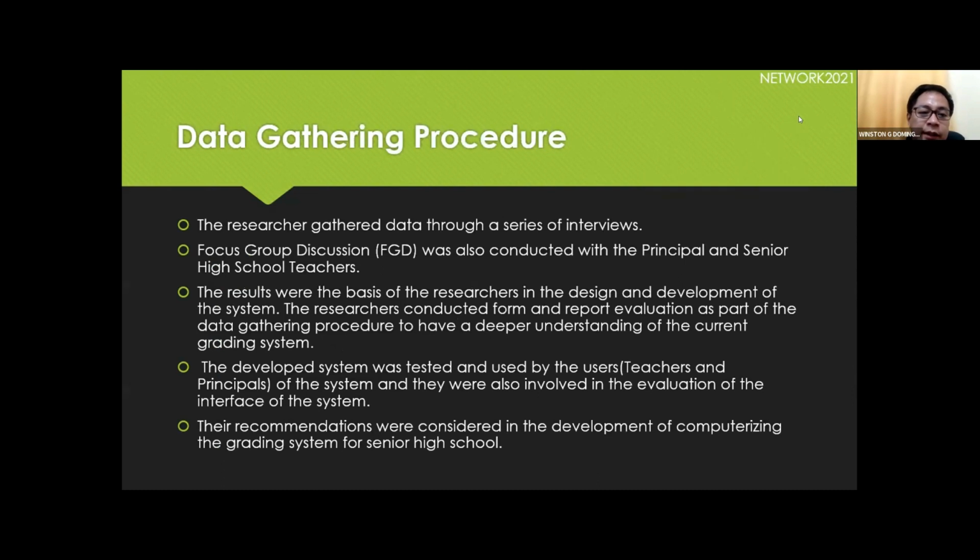Data gathering procedure: the researchers gathered data through a series of interviews. Focus group discussions were also conducted with the principals and senior high school teachers. The results were the basis of the researchers in designing and developing the system. The researchers conducted form and report evaluation as part of the data gathering procedures to have a deeper understanding of the current grading system. The developed system was tested and used by the teachers and principals, who were also involved in evaluating the interface, the functionality, and the reliability of the system. The recommendations were considered in developing the computerized grading system for senior high school.